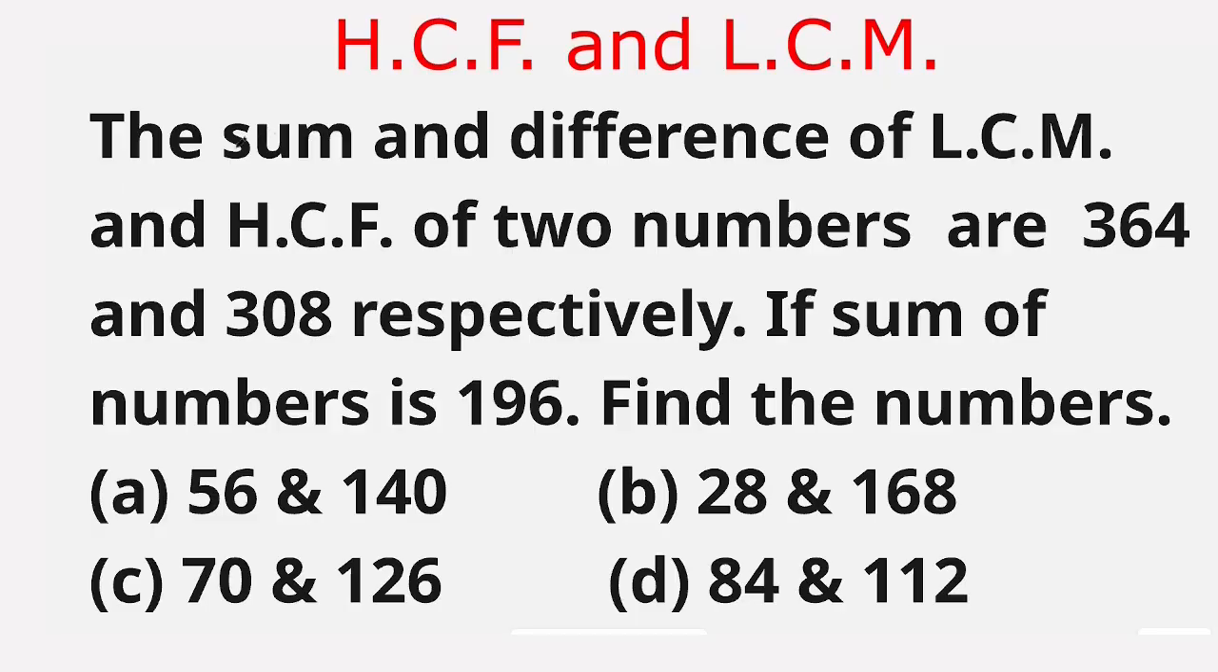Our question is, the sum and difference of LCM and HCF of two numbers are 364 and 308 respectively. If sum of the numbers is 196, find the numbers. The given options are option A, 56 and 140, option B, 28 and 168, option C, 70 and 126, option D, 84 and 112.